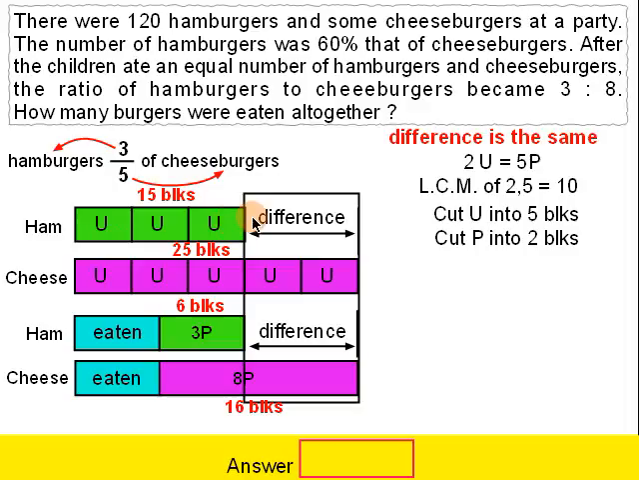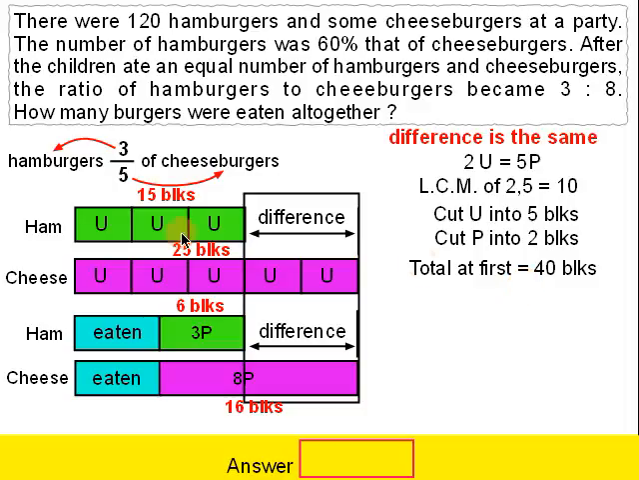3 units is equal to 3 times 5, which is 15 blocks. Over here we have 5 units, therefore it's equal to 25 blocks. Over here we have 3 parts. 1 part is 2 blocks, so 3 parts is equal to 6 blocks. Over here we have 8 parts, where 1 part is 2, therefore it is equal to 16 blocks. Put down all this information.